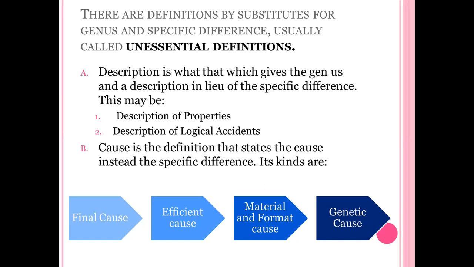And that is a genetic cause. So again, for description, we have description of properties and description of logical accidents. And for cause, we have four kinds of causes. We have the final cause, efficient cause, material and formal cause, and genetic cause. Now I will share to you a short video regarding our topic.